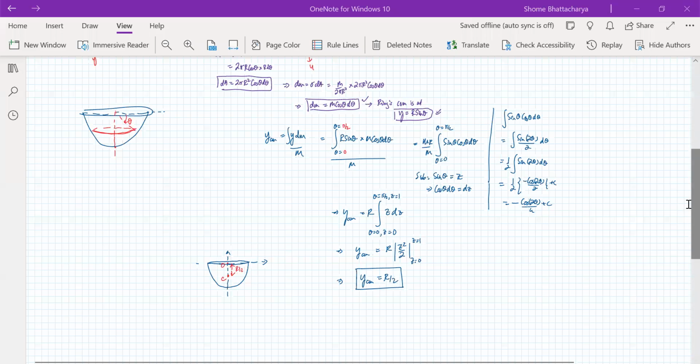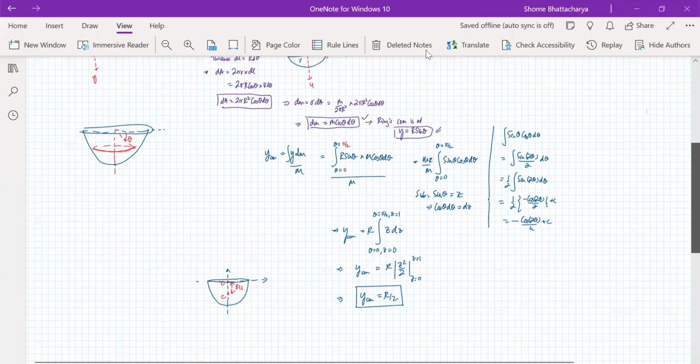Sir, your screen isn't visible. The screen is invisible, no? Just a second to reload it. Okay, so it should be back online now. Yes, sir.